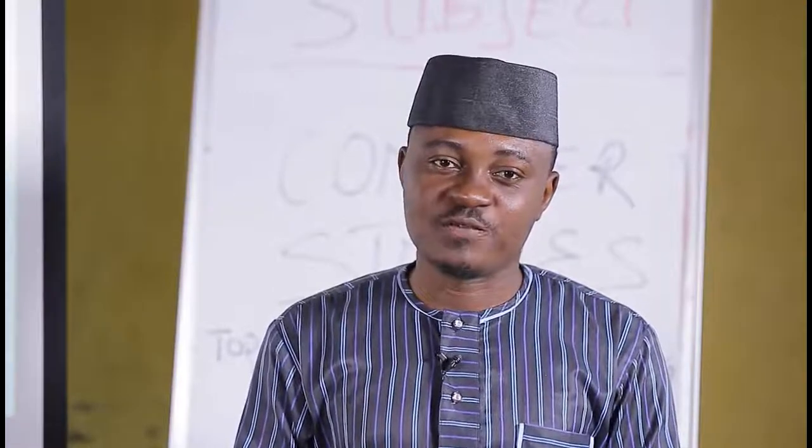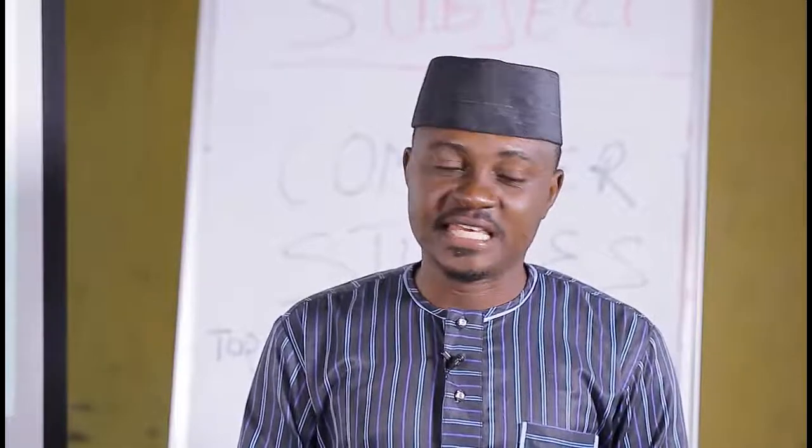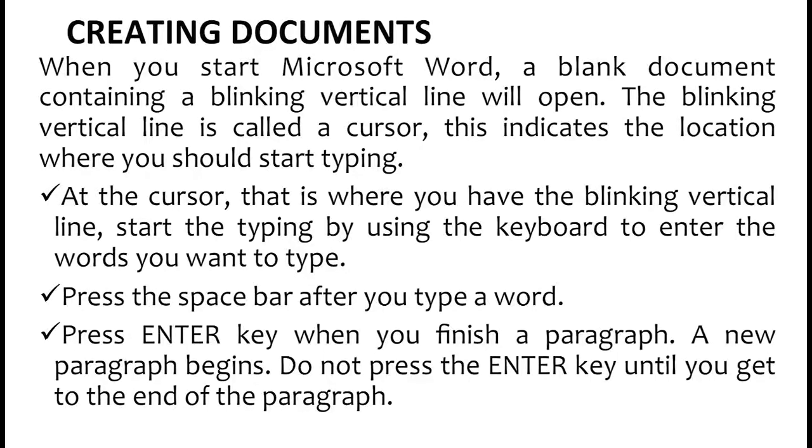Then the space bar, that is the long horizontal bar on your keyboard, is used to give space. For instance, if you want to type, my name is Kabiru, when you type my, there's a need for you to tap the space bar to give a little space between my and name, and so on and so forth. Then you also press the enter key when you finish a paragraph. A new paragraph begins. Do not press the enter key until you get to the end of the paragraph.